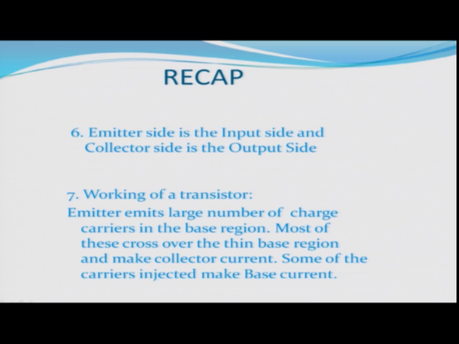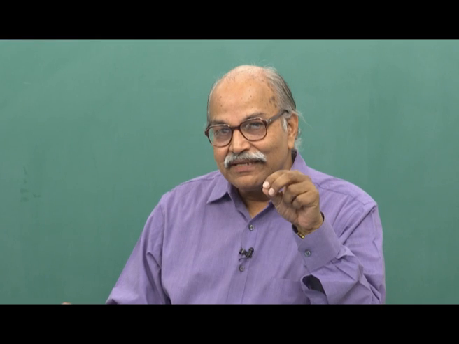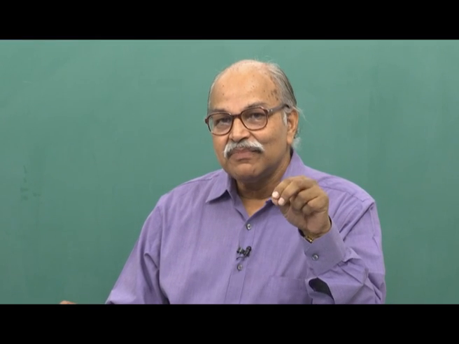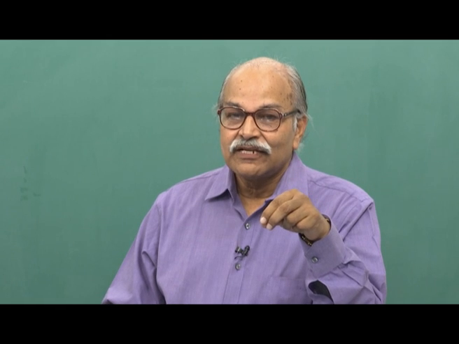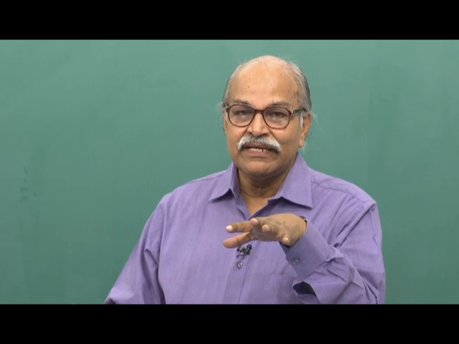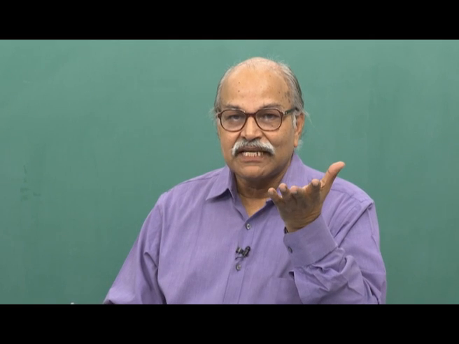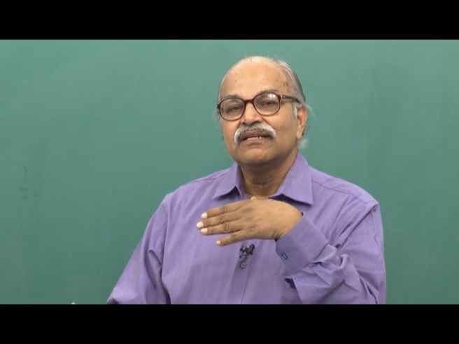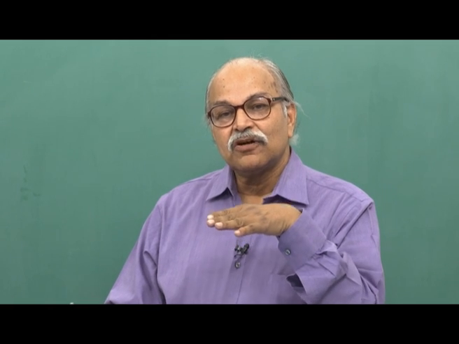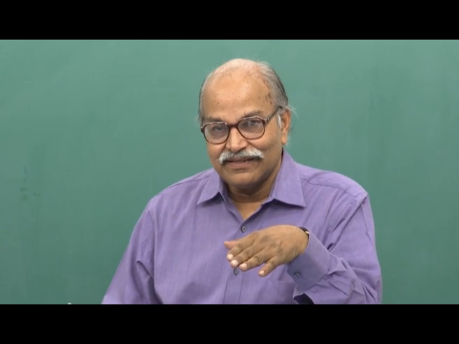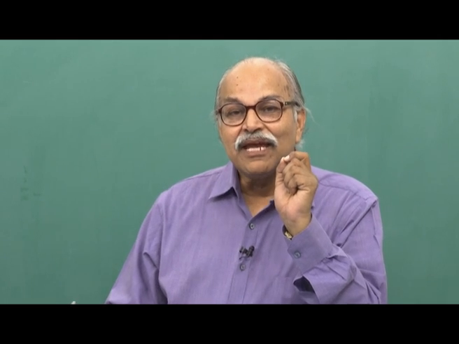Then this emitter side is the input side and the collector side is the output side. Now, the very important thing is how it works, the working of the transistor, and for that you have to remember that the emitter is heavily doped and that the emitter base junction is forward biased. And so, in the normal operation range, if it is an NPN transistor, the emitter will inject or emit a lot of electrons into the base region. So, that is why the name emitter.